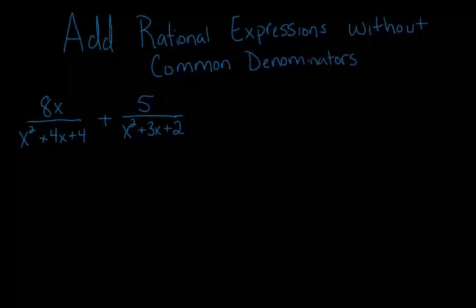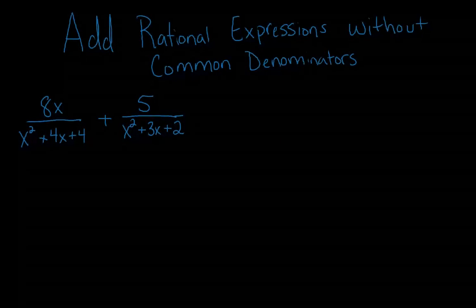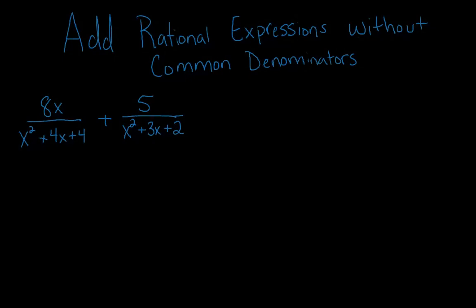Welcome everybody. In this video, we're going to talk about adding rational expressions without common denominators. So now we're doing it with unlike denominators. Now we're asked to add these two expressions together. First thing we always have to check, just like we do with fractions, are the denominators the same? Well, they're not, and that's the whole purpose of this. So what we need to do is find our least common denominator first.